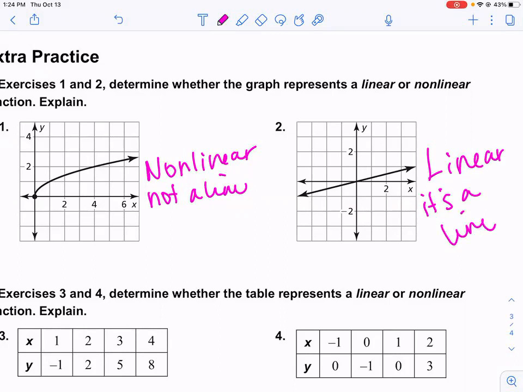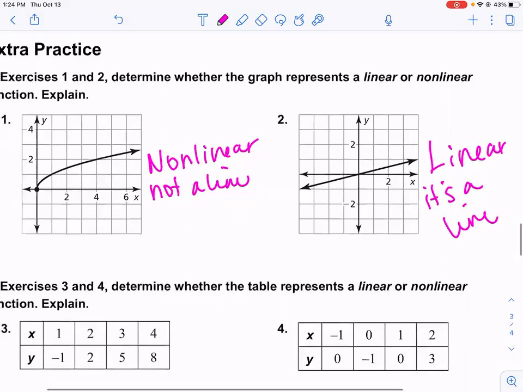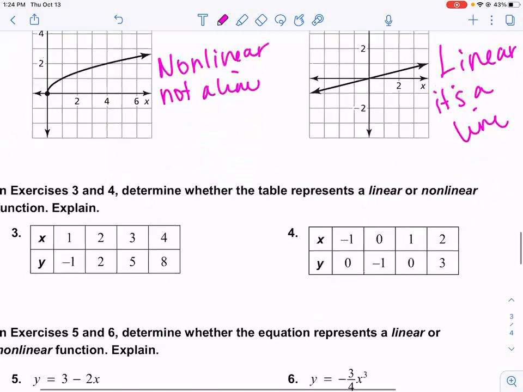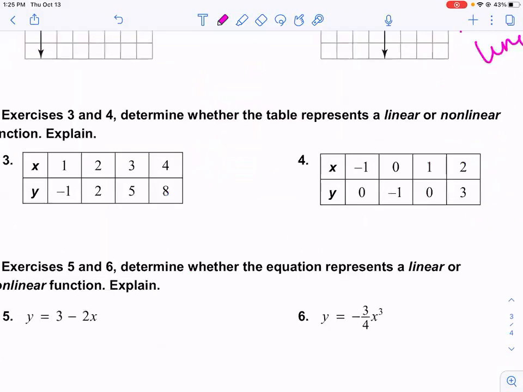Okay. So now let's look at our tables. I want you and your elbow partner, we've done a couple tables together, I want you to look at 3 and 4 and determine whether those are linear or not.